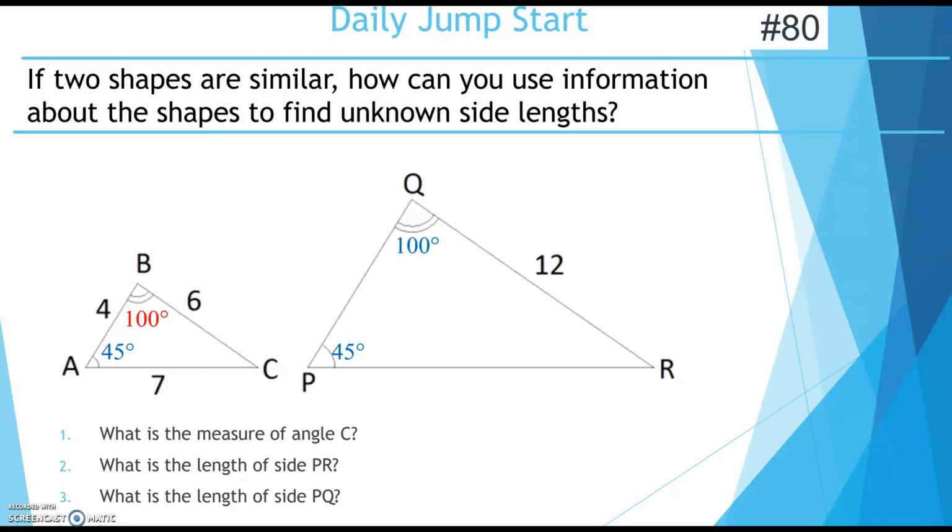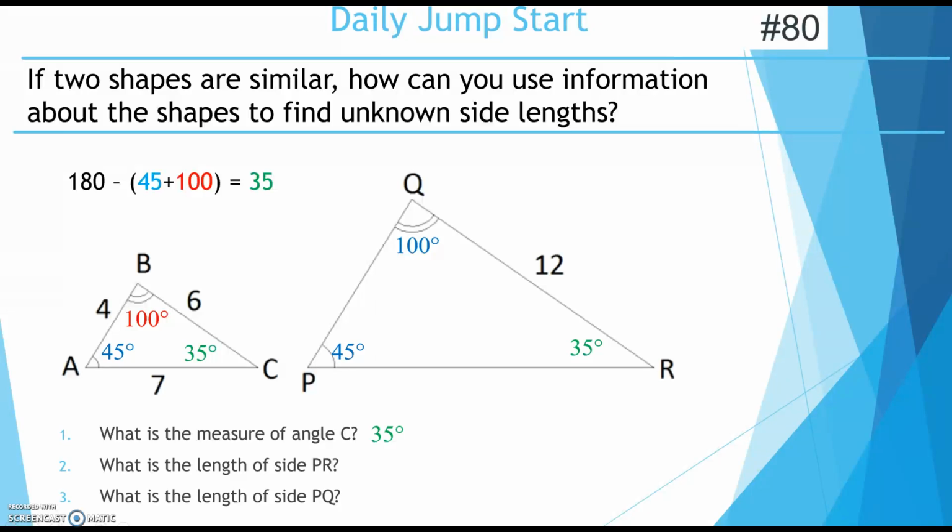To find the third angle, we need to remember that the sum of the interior angles of any triangle always add up to 180 degrees. So if I use that information, I can subtract the known angles here, 45 and 100 add up to 145. I can subtract 145 from 180 to find the missing angle measure of 35 degrees. So angle C is 35 degrees, which also means that the corresponding angle R is also 35 degrees. So now we're ready to look at the side lengths.